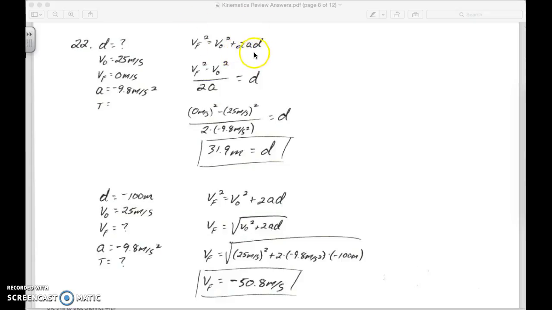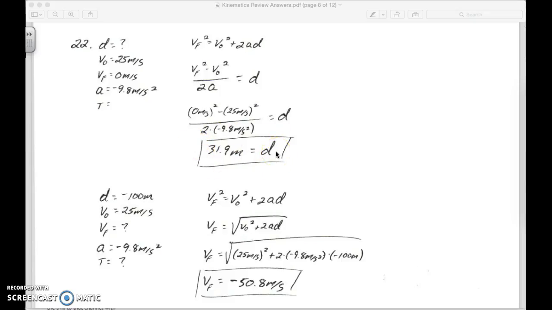We're solving for the displacement, so we're going to subtract V naught squared to the left first, giving us VF squared minus V naught squared in the numerator. We're going to divide by 2a to get d by itself. That's why it's down here in the denominator, and then we can plug in our numbers. 0 squared minus 25 meters per second squared, all over 2 times negative 9.8 meters per second squared. And we plug that in our calculator, and it gives us 31.9 meters for a maximum height.